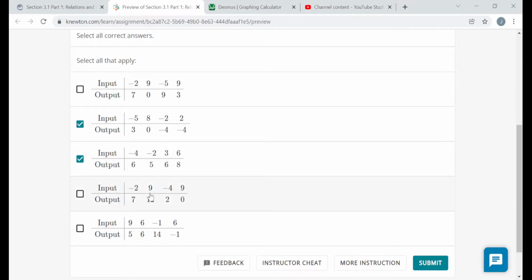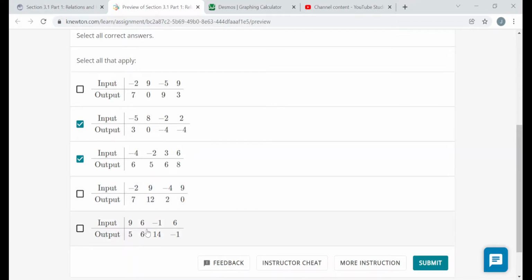This option, right, again, you see the input of 9 twice. 9 goes to 12 and 9 goes to 0. That's not going to happen in a function. Right? Still a relation though, right? But it's not a function because of this input element of 9 going to two different output elements. So that's not a function. I'm not clicking on that one.